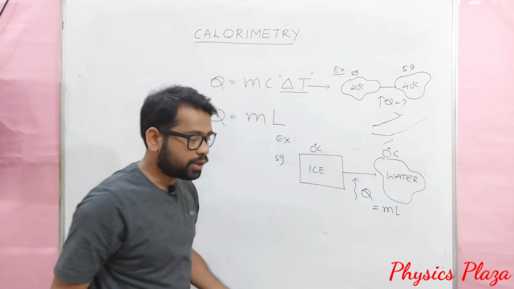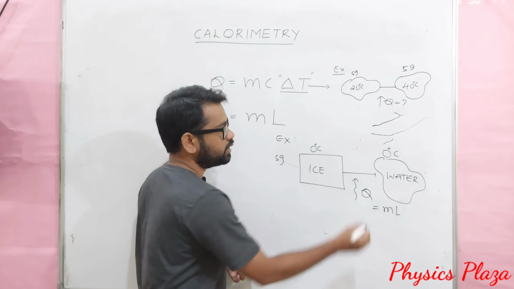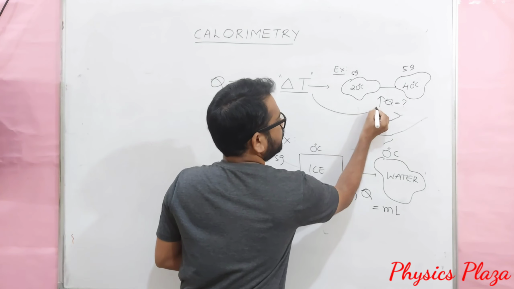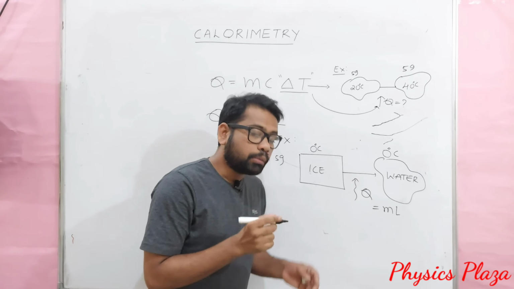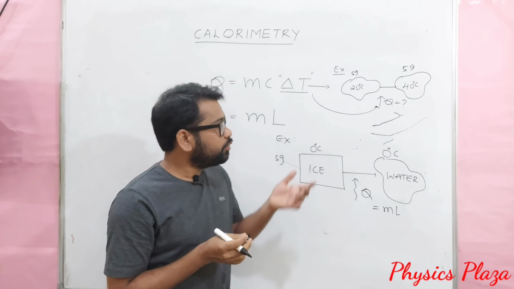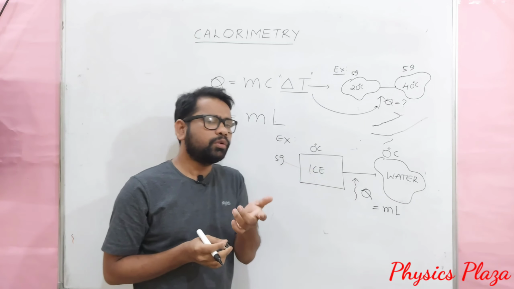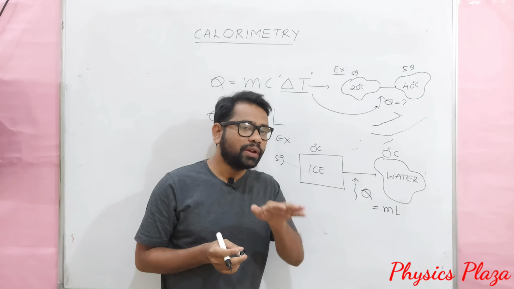Q is equal to ml is used to calculate the heat absorbed during a change of state, whereas Q is equal to mc delta T is used to calculate the amount of heat rejected or absorbed with a change in temperature. Children, if you have this clarity, you will be good at the numericals based on the concept of latent heat and heat absorbed.